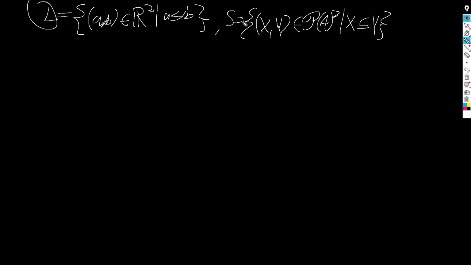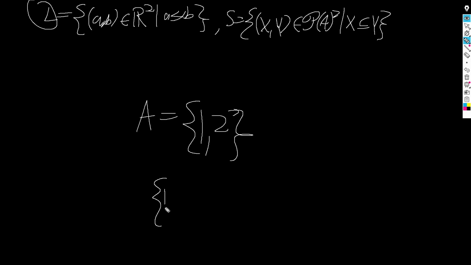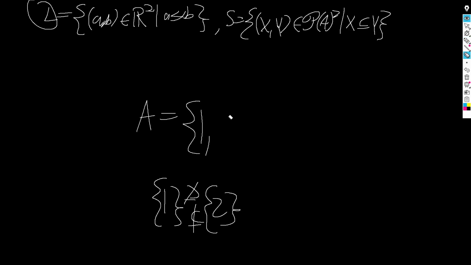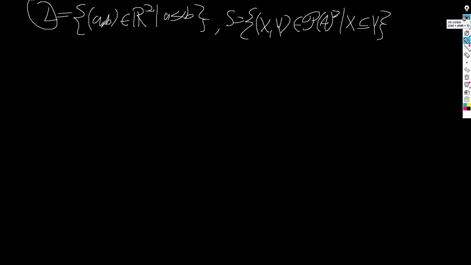S is not a total order because, if we just let A be {1, 2}, then both the set {1} and the set {2} are in the power set of A, but none of them are subsets of each other because they're disjoint. So in other words, S gives us a way to compare two sets that are not disjoint, but L gives us a way to compare any two real numbers.